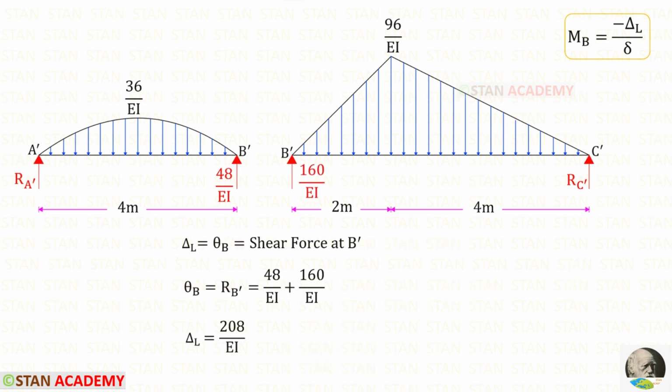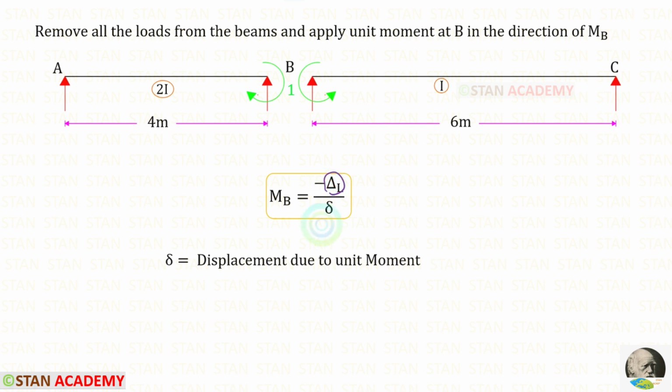We know that delta L is the theta B, which is the shear force at B dash. The shear force at B dash is RB dash. We have to add these two. After adding, we will get 208 upon EI. We have found delta L. Now we are going to find delta.